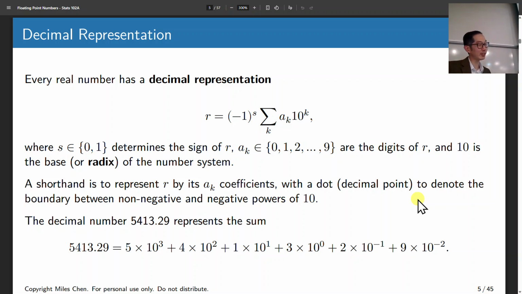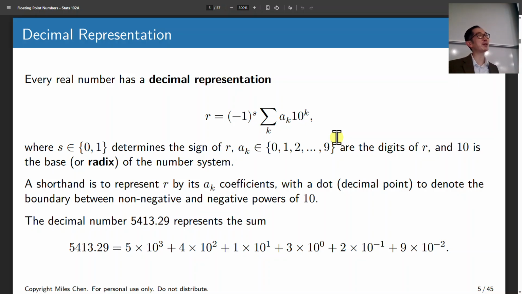Square root of 2 has a representation. The number 1 has a representation. Even the biggest number that we could possibly imagine has a decimal representation. And as far as decimal representations go, they are sums of powers of 10.